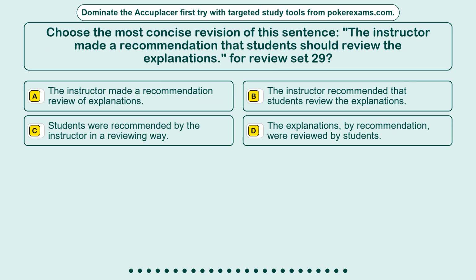Question 22. Choose the most concise revision of this sentence. The instructor made a recommendation that students should review the explanations. For review set 29. Option A. The instructor made a recommendation review of explanations. Option B. The instructor recommended that students review the explanations. Option C. Students were recommended by the instructor in a reviewing way. Option D. The explanations, by recommendation, were reviewed by students.